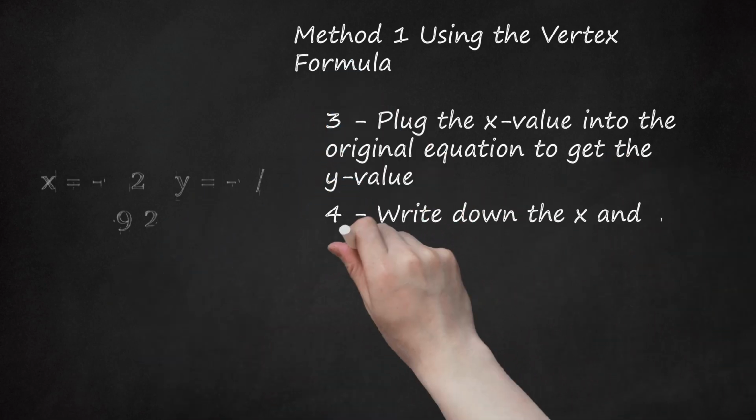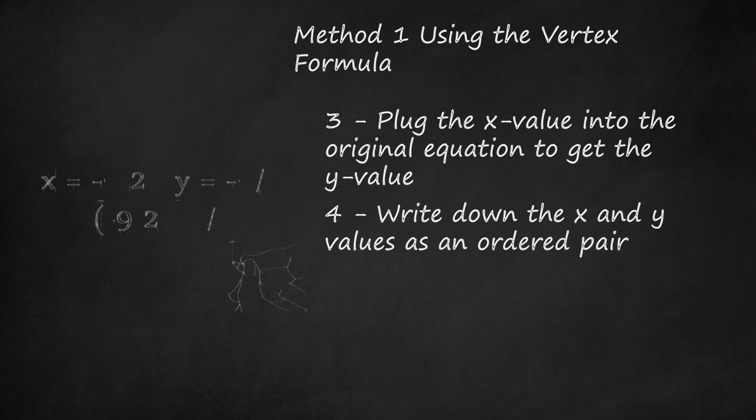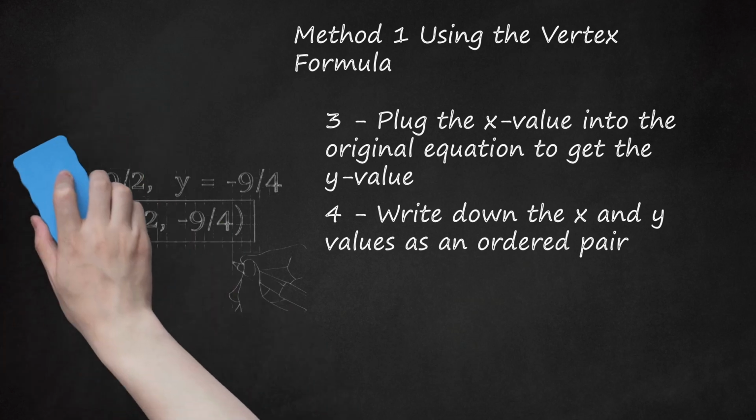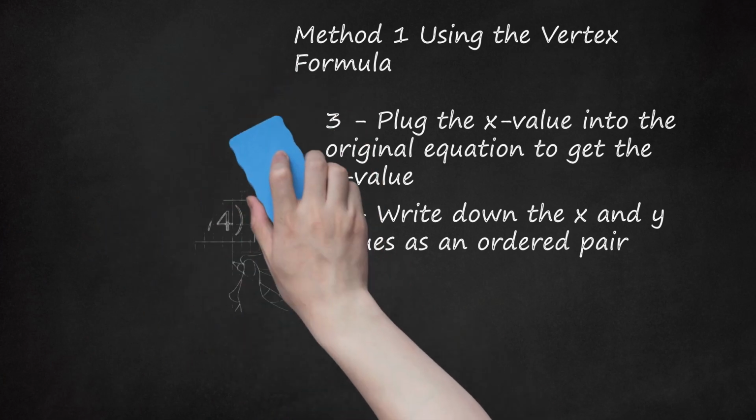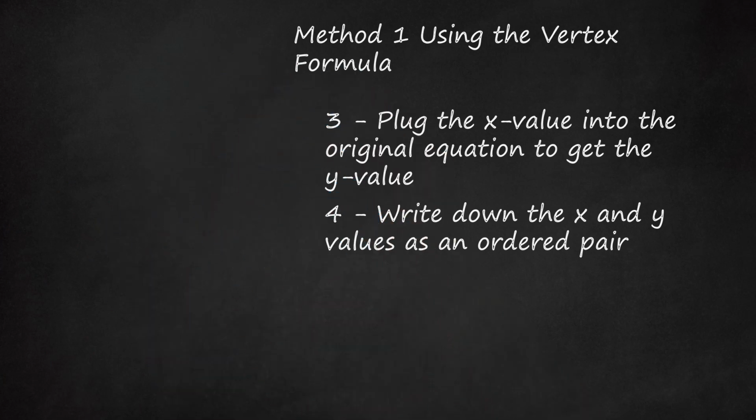4. Write down the x and y values as an ordered pair. Now that you know that x equals -9/2 and y equals -9/4, just write them down as an ordered pair, (-9/2, -9/4). The vertex of this quadratic equation is (-9/2, -9/4). If you were to draw this parabola on a graph, this point would be the minimum of the parabola, because the x² term is positive.